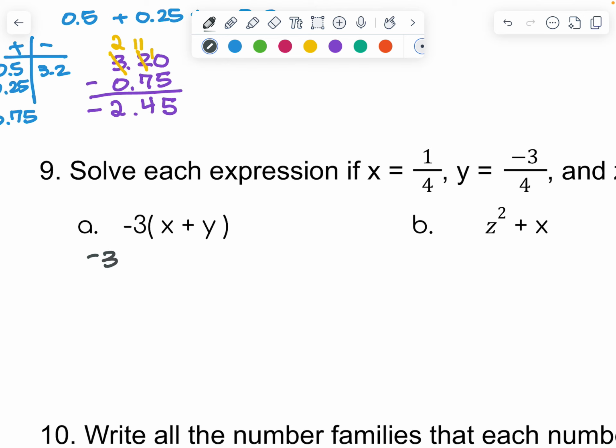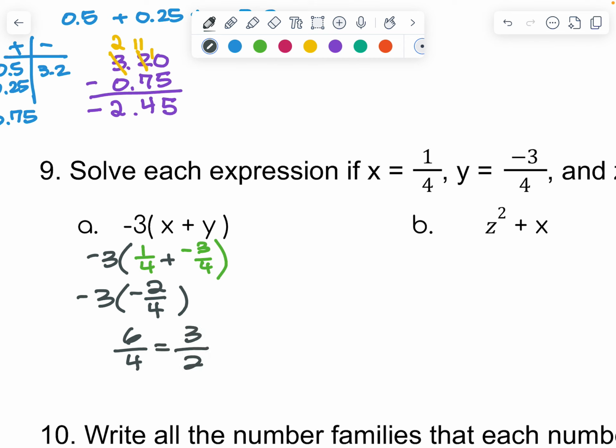Now I'm going to plug in numbers here for x and y. Let's do this. I have negative 3 parenthesis, x is 1/4 plus y is a negative 3/4. Oh, thank goodness they have a common denominator. A lot of people mess this up. Who's going to win in our parentheses? The negatives. We have more negatives. How many more? We have 2 more negatives. That's the same thing as 1/2, by the way. So if you want to simplify it right now, you can. Otherwise, I'm going to get 6/4, which equals, 2 goes in there, 3/2. The end.